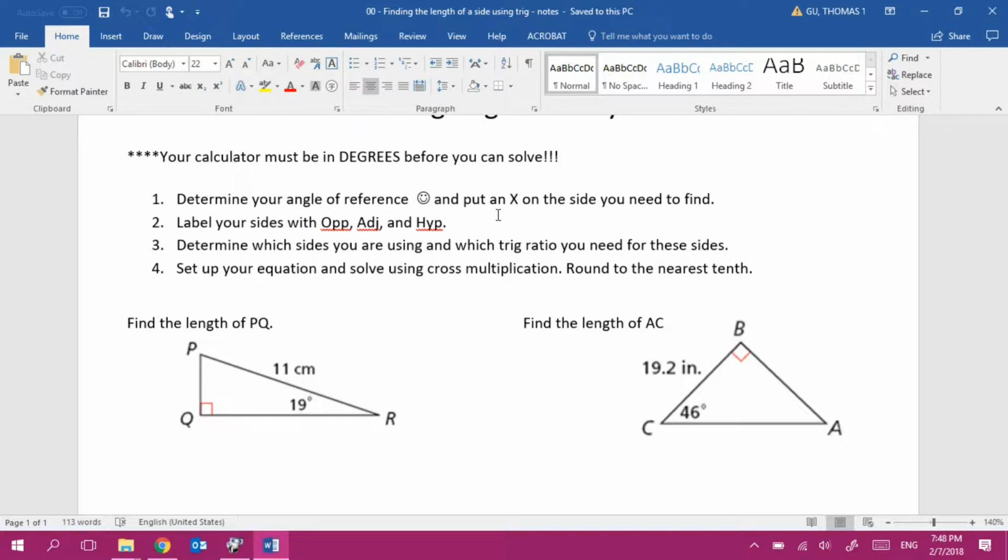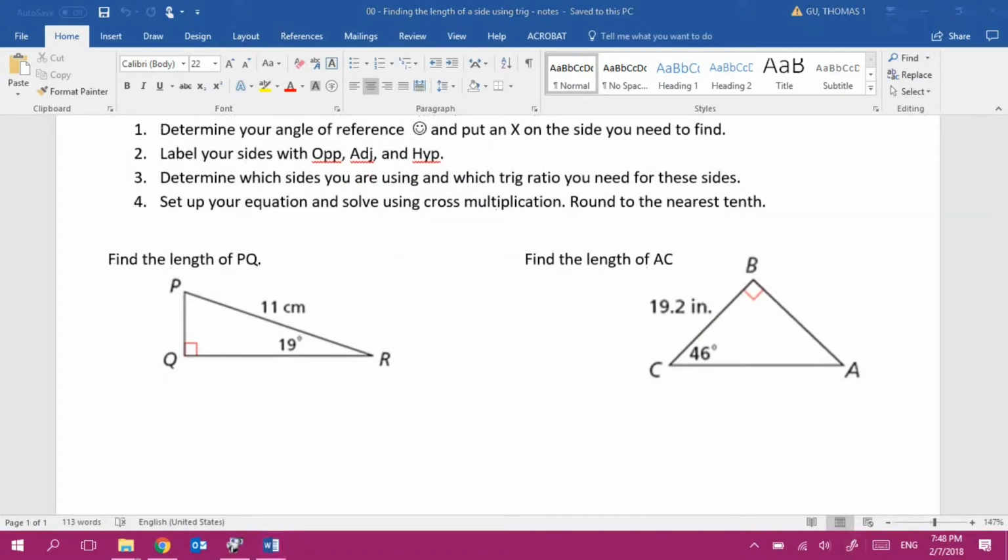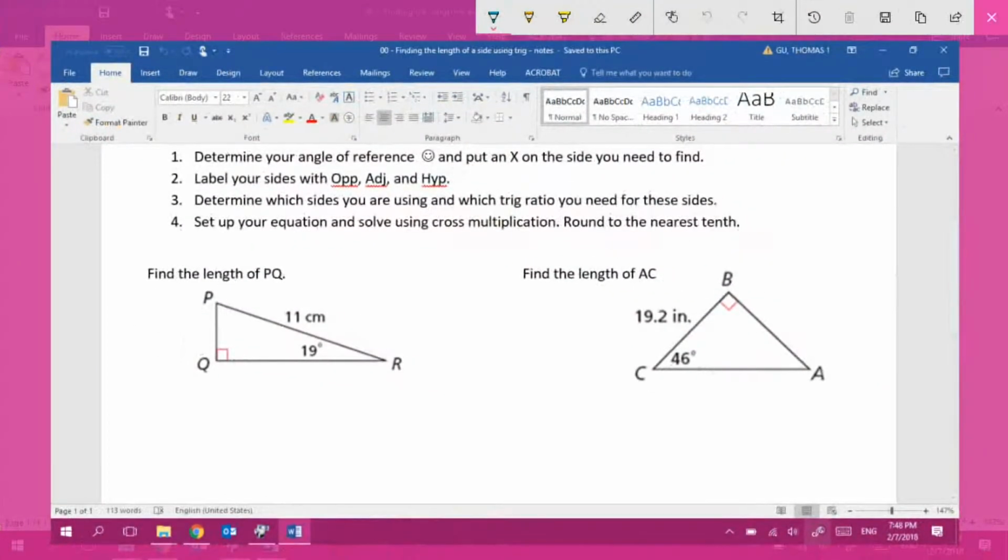All right, so let's use these steps in practice. First of all, we're gonna do this one on the left. Find the length of PQ. So step 1, determine your angle of reference. Well, which angle did they tell us? That's the 19 over here. So our angle of reference is gonna be from the 19 spot. So here's a smiley face. Now we're gonna put an X on the side we need to find.